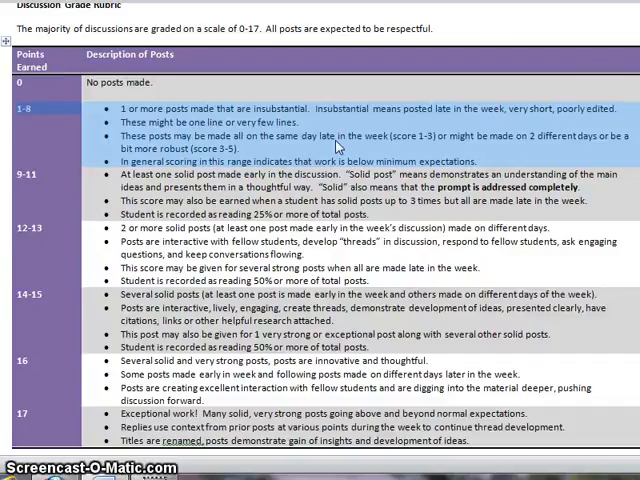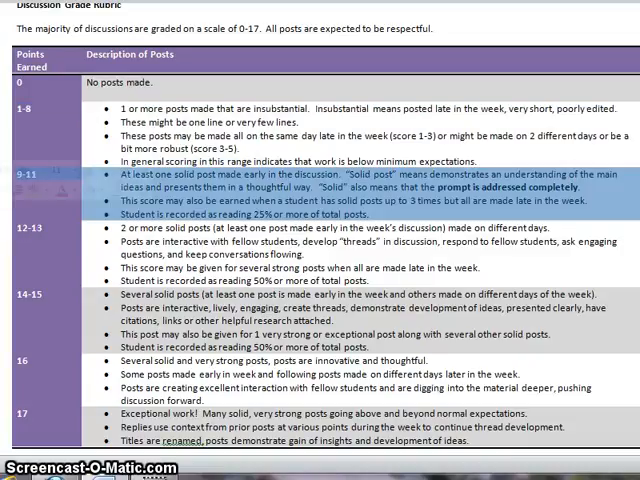Sometimes they're all made on the same day in the week, and that could score very low, 1 to 3 points earned. Or maybe on 2 different days, or a bit more robust, and then you're getting 3 to 5 points earned. In general, scoring in this range indicates that the work is below the minimum expectation and that you will need to put in some additional work in order to earn more points.